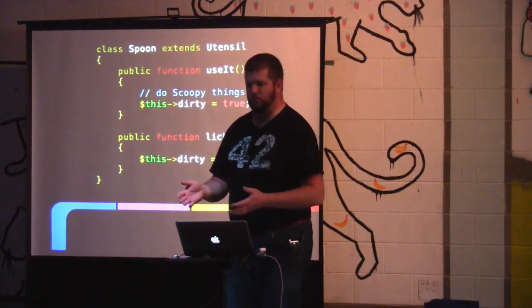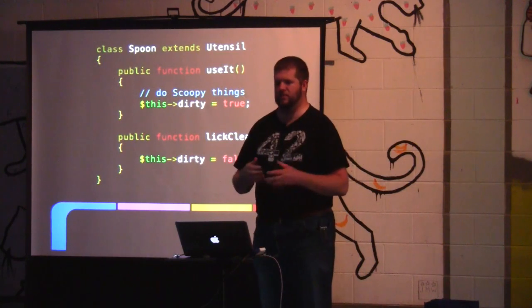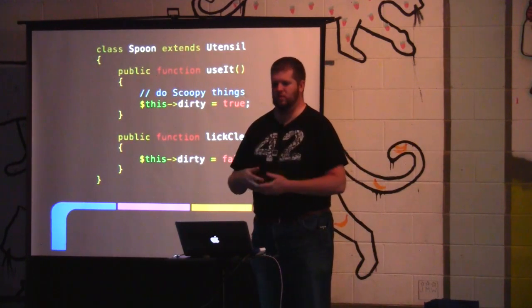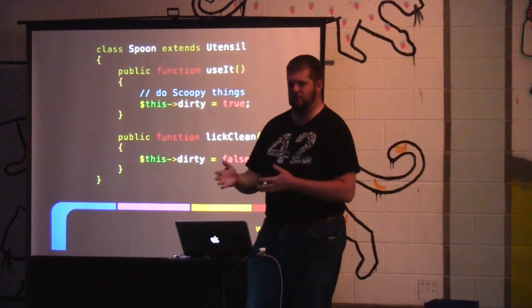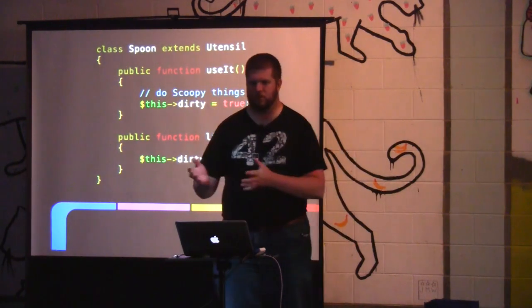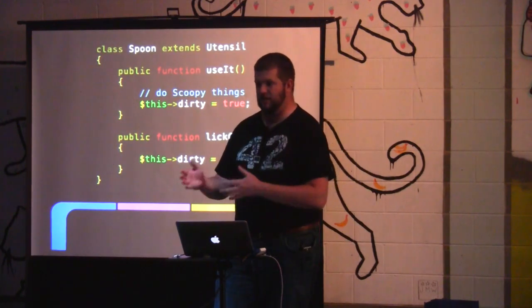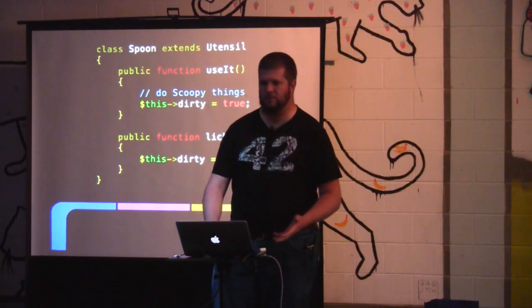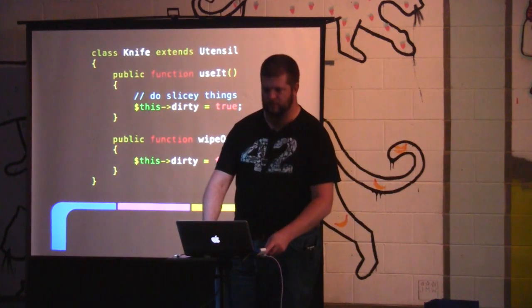So now we've got a spoon, and the same thing, except use it just makes it dirty immediately. We don't have to do any special spoony sorts of things, or we can do it right and use it. But we also provide a lick clean function that makes it go back to clean, right? So there's different functionality that's provided within each of these classes that's different for each one, right? You're not going to probably slice with a spoon, and you're not going to stab with it either. What's that?